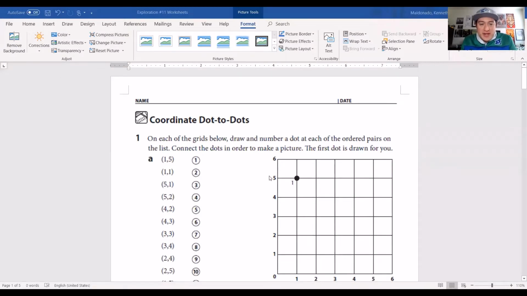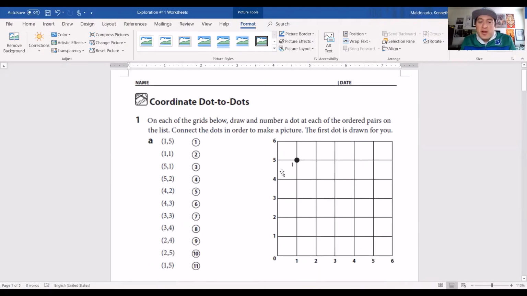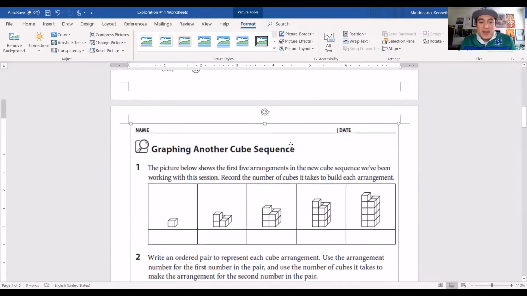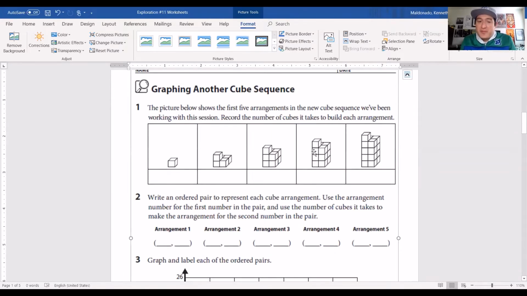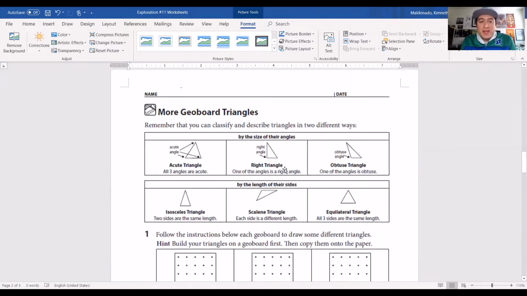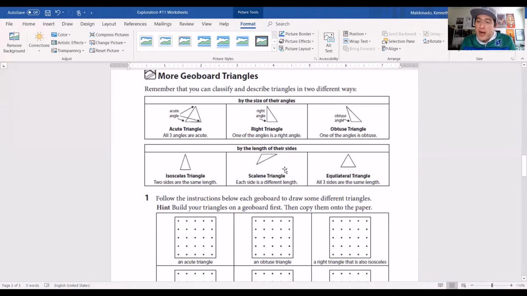The first thing here, this is the first page of the worksheet, and it'll be some coordinate dot to dots. You'll be practicing your ordered pairs, and this will make a picture here. The second one is very similar to what we did with the graphing sequence, but you have a different set of blocks. One thing to know is that we're assuming that these blocks have 4 underneath it. So just be aware of that. You'll get a chance to graph that, and then some more practice with some triangles.